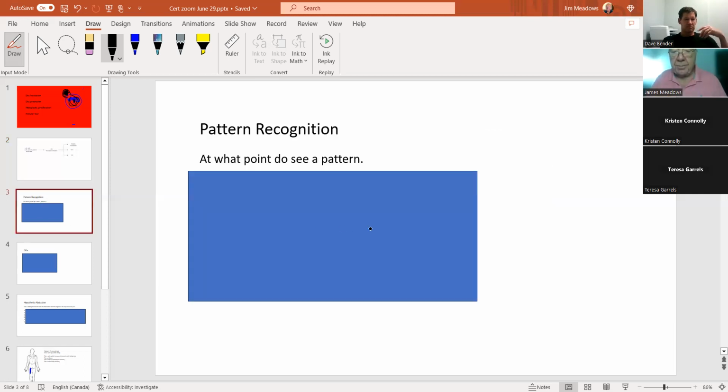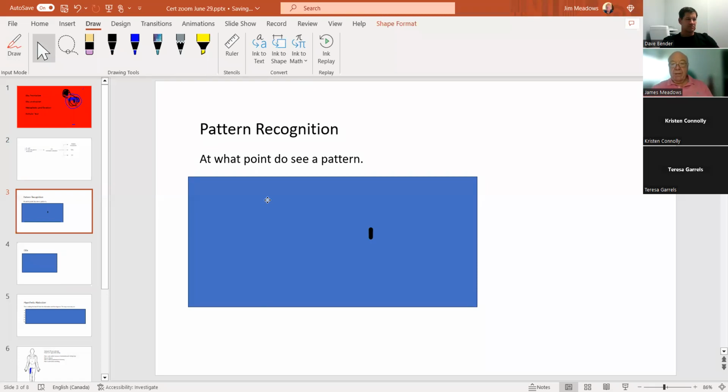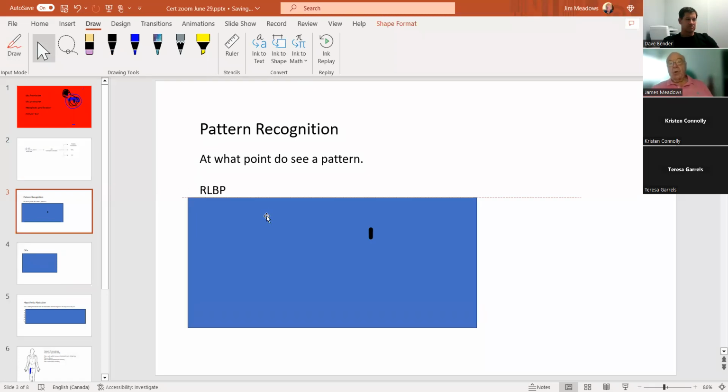So if we look at, all right, let's do this. Actually, I'll put this one up as well. At what point do you see the pattern? Okay, so wrong one, sorry. Here we go. So the first one is right low back pain. Can you pick up a pattern from that? There's too many things that can do that. You haven't got a chance to get a pattern from that, have you?